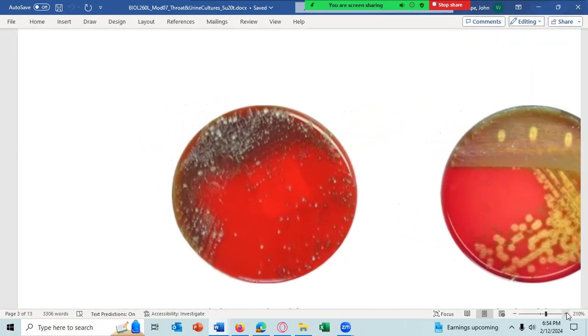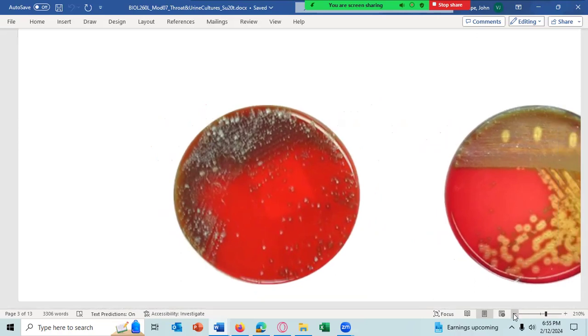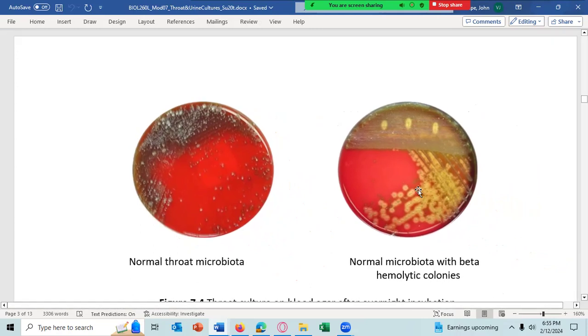Let me blow it up way, way big. There you can see the white colony of bacteria, and it's surrounded by fairly large, clear beta hemolysis. In this case, it's actually Streptococcus pyogenes, but at the moment, we can only say it is some beta hemolytic colony.